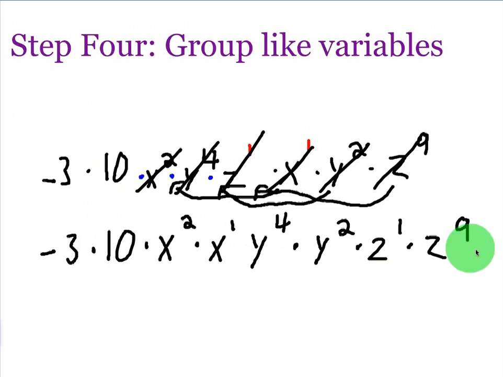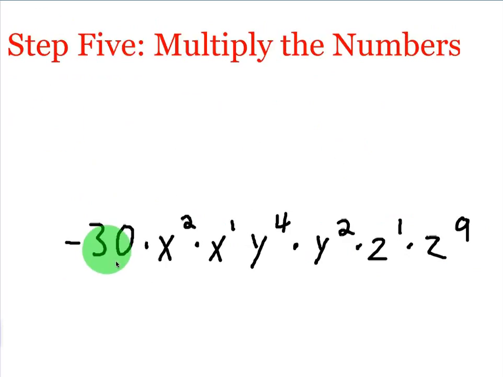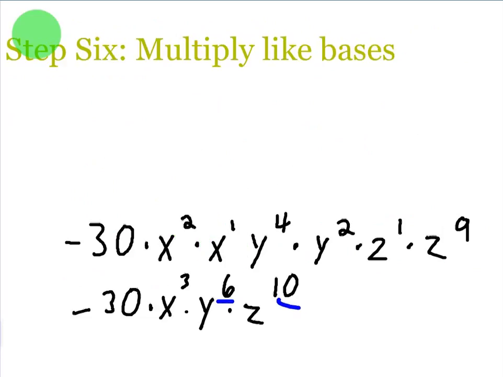So first we're going to do negative 3 times 10. In other words, we're going to multiply the numbers together. That's negative 30. And then for step 6, we're going to multiply these variables, or these bases, and we're going to add the exponents. So first of all, x squared times x to the first is x cubed. Y to the fourth times y squared is y to the sixth. Z to the first times z to the ninth. 1 plus 9 is 10. There you go. There's step 6, multiplying like bases.